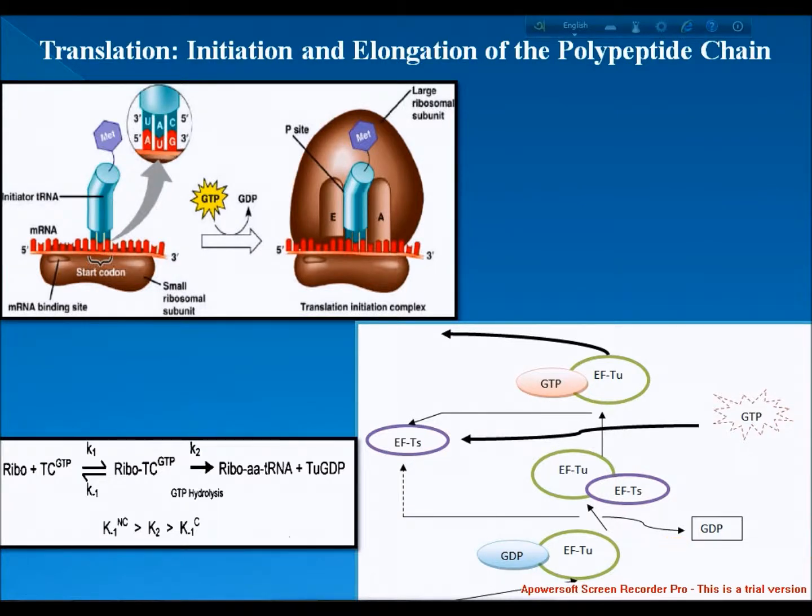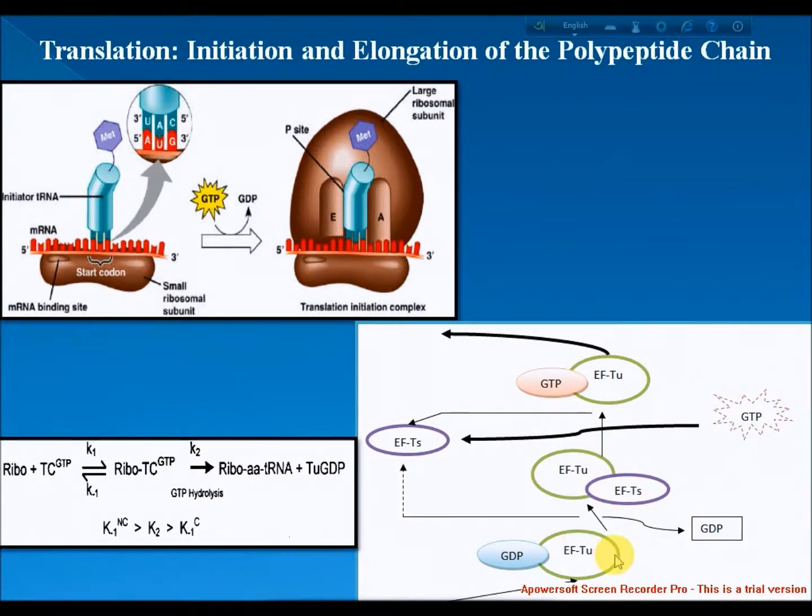eEF1 means eukaryotic elongation factor 1 alpha beta gamma, which carries out the same function as EF-Tu and EF-Ts. eEF1 alpha is the eukaryotic equivalent of EF-Tu, and eEF1 beta gamma is the eukaryotic equivalent of EF-Ts. EF-Tu GDP is the inactive form. EF-Ts activates EF-Tu by catalyzing the exchange of GDP for GTP.